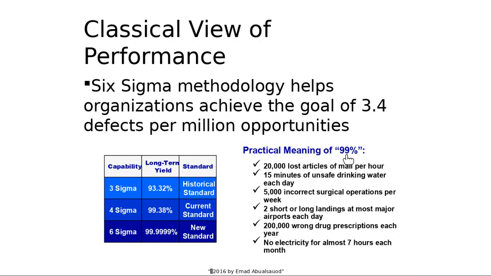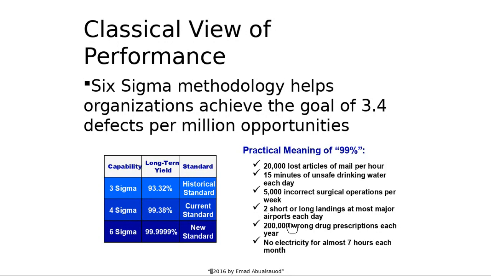So again, if I direct the question to you, is 99% an acceptable level of quality? Are you still convinced that 99% is perfect performance? After you see the practical meaning of the 99% based on the statistical analysis, I think you will have a different point of view about the 99%.